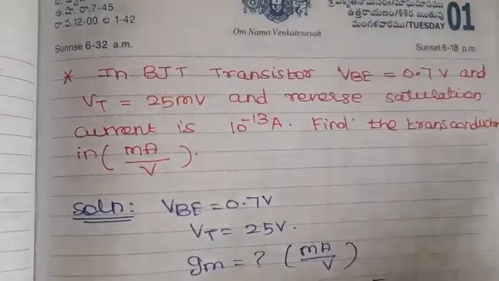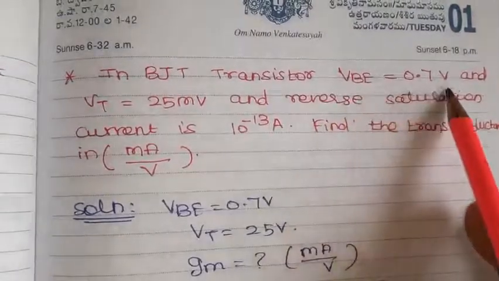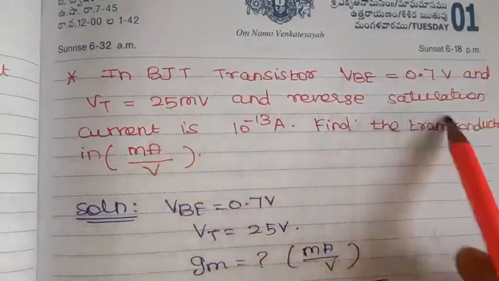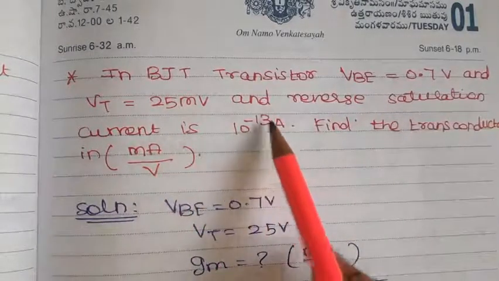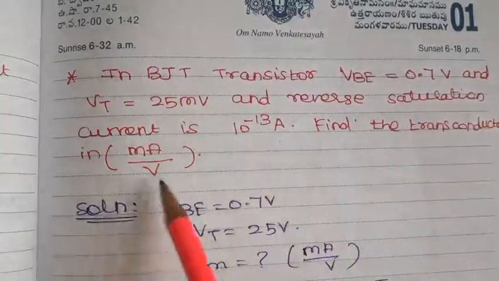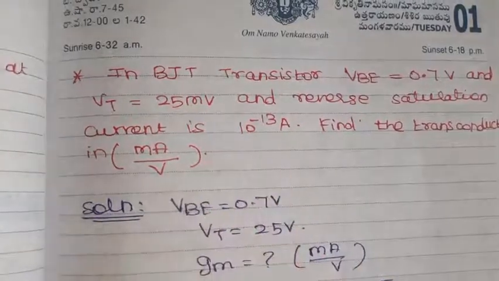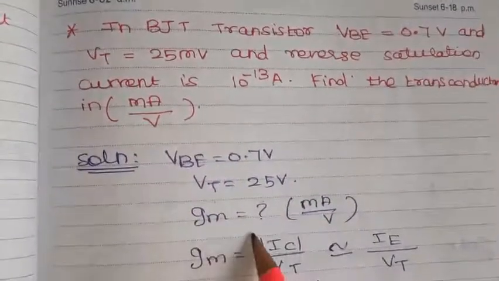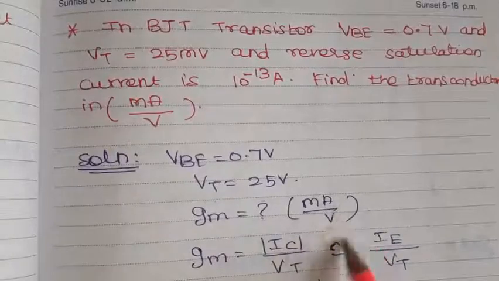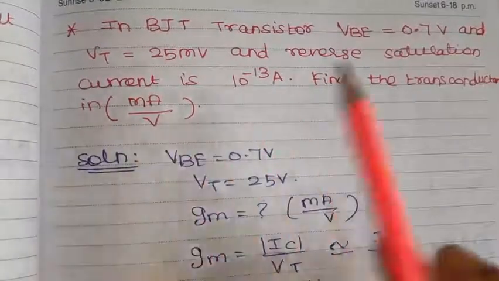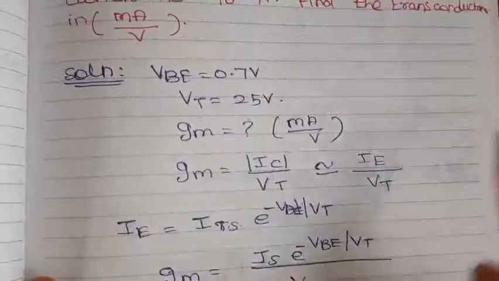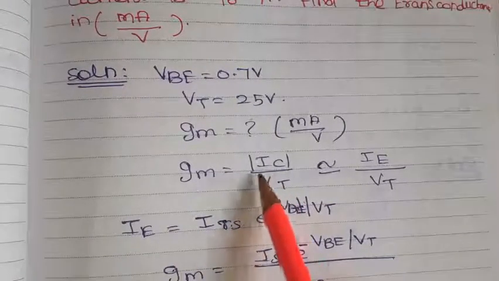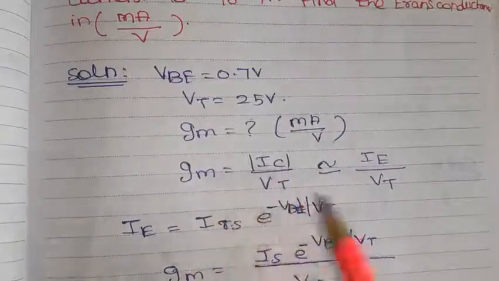In a BJT transistor, VBE is equal to 0.7 volt, VT is equal to 25 millivolt, and the reverse saturation current is 10 power minus 13 amperes. Find the transconductance in milliamperes per volt. Okay. VBE value is given, VT value is given, then the transconductance value in milliampere per volt we are going to find out. So what is the formula for GM? GM is equal to modulus IC by VT.